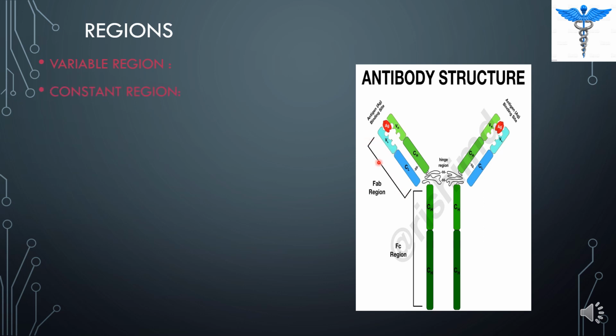This region is called the Fab region. Fab stands for antigen binding fragment, such that this region will recognize the antigen. While Fc region stands for crystallizable fragment, and this region will promote removal of antigen. By which mechanism the antibody will remove the antigen will be determined by the Fc region, while the Fab region will bind to a specific antigen.